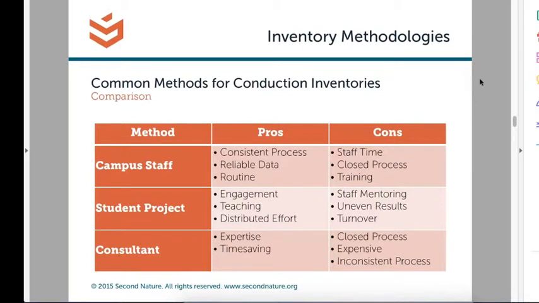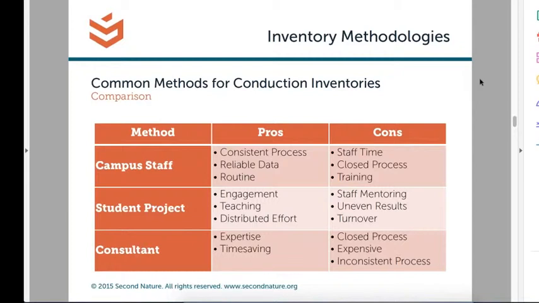So how do campuses typically conduct inventories? There's 3 methods that people typically use. They'll do it in-house, where sustainability office staff or facility staff conduct the inventory. Also, a lot of campuses organize this in a sustainability-related class or student project. So, either they have a student who's doing a research project or an internship, or they have a group of students in a class who work on this together. The other method is hiring a consultant to do this.